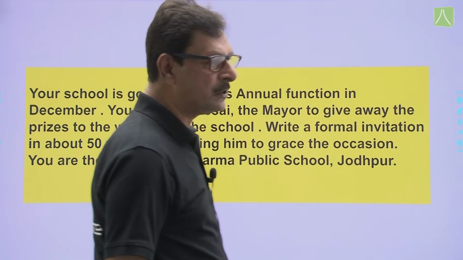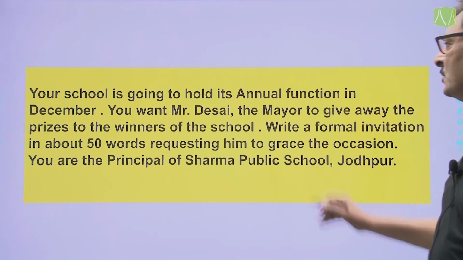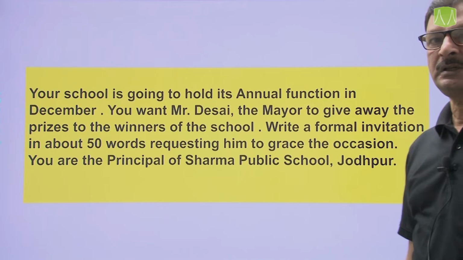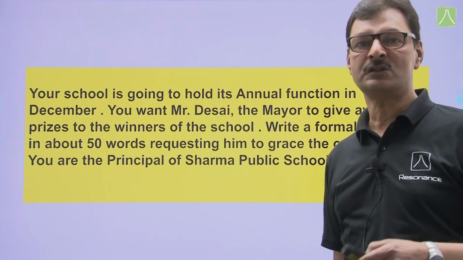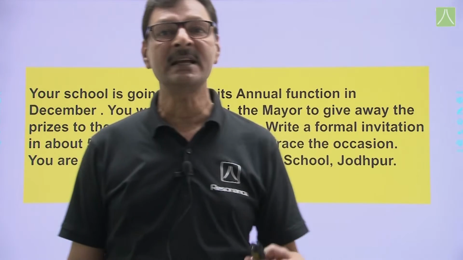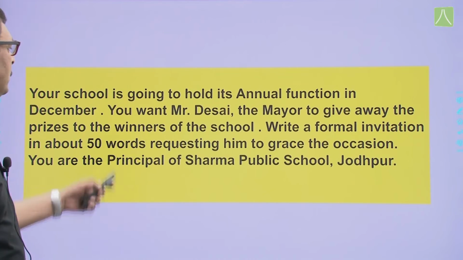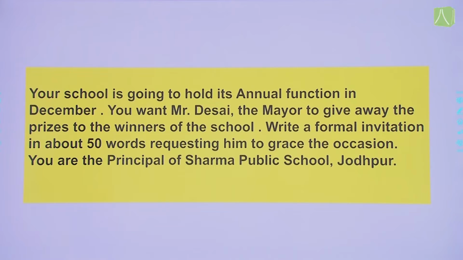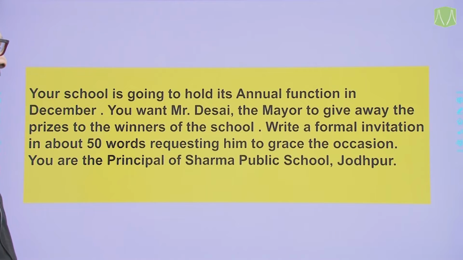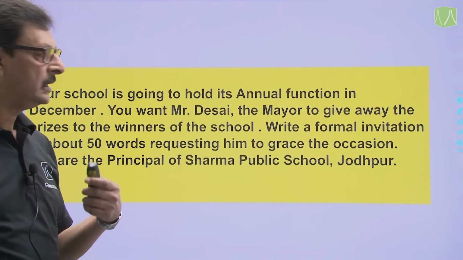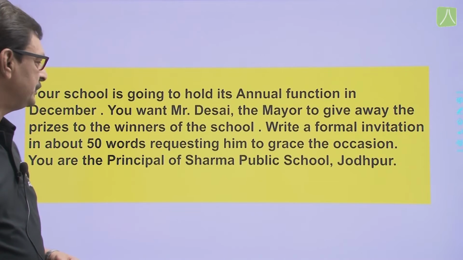Now, there is one more type of invitation known as invitation letter. Your school is going to hold its annual function in December. Now you want to invite somebody to be the chief guest of this function. तो उसको कैसे invite करोगे, उसका example अब हम लेते हैं. You want Mr. Desai, the mayor, to give away the prizes to the winners of the school. Write a formal invitation in about 50 words, requesting him to grace the occasion as the chief guest.